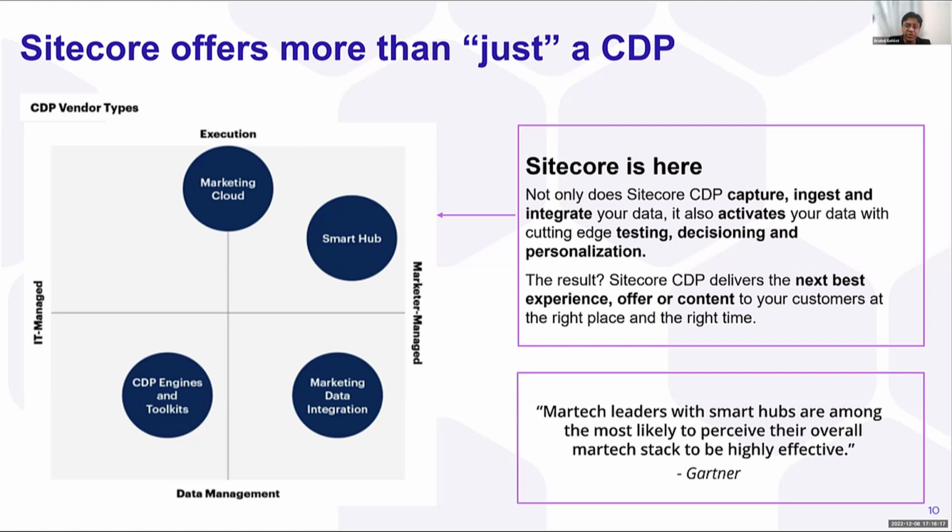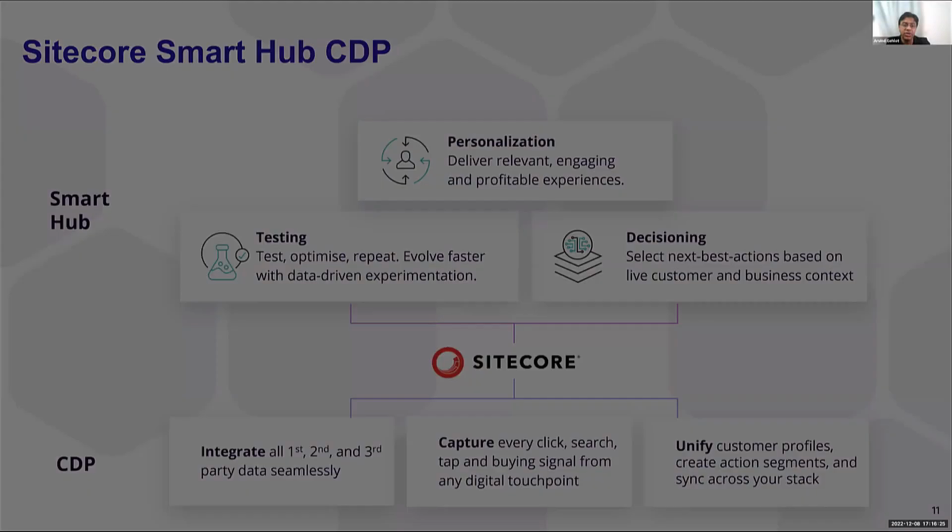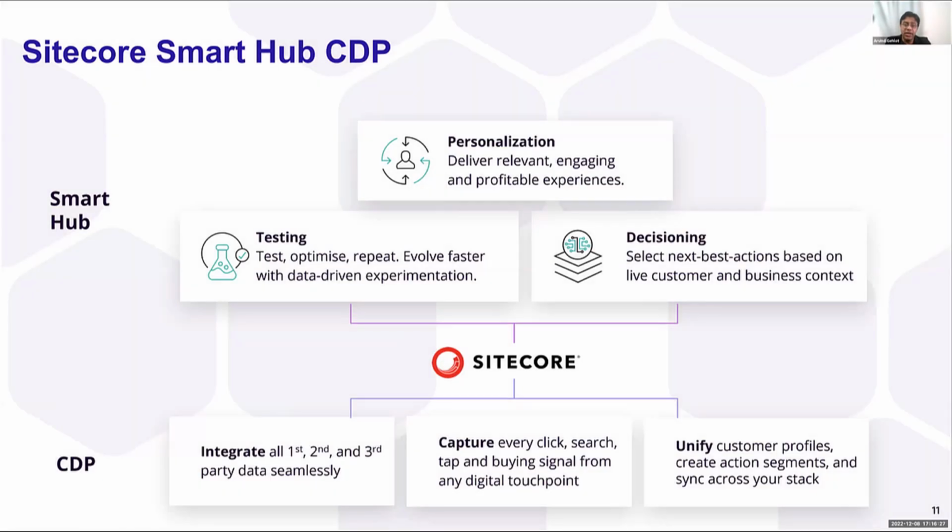Now, how do Sitecore CDP capabilities make it possible to consolidate into a smart category? Let's figure that out. Here is what we are concluding. At the core level, every CDP offers integration, event capturing, and profile unification. Along with this, Sitecore CDP offers personalization, decisioning, and testing on top of core CDP capabilities. Let's capture how it works all together.